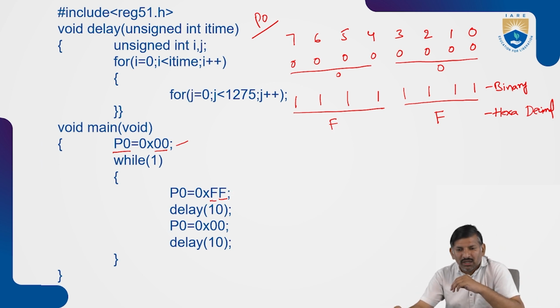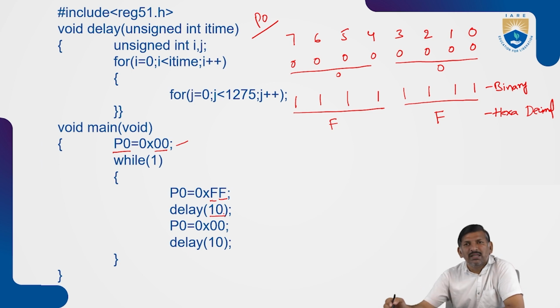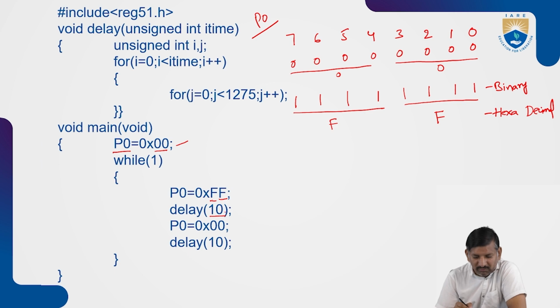After switching on, I want to keep the LEDs on for 10 milliseconds, so I am taking a 10 millisecond delay. Here, each digit indicates 1 millisecond. I am taking a 1 millisecond delay that will be defined in the loop here. Again, after 10 milliseconds, I want to switch off all LEDs, so I am giving 0, 0. Again, the LEDs switch off for 10 milliseconds. That's why I am giving 10 milliseconds.